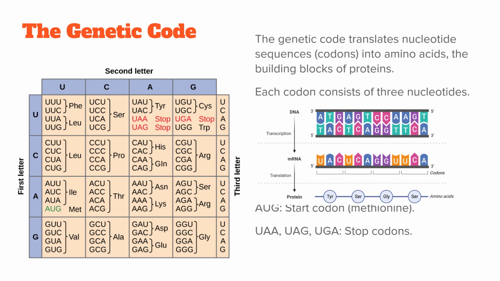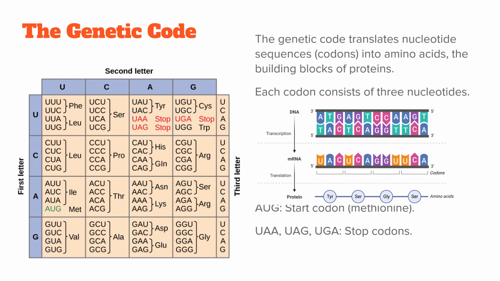The genetic code is the cell's dictionary, mapping codons to amino acids. Codons are three-letter words in mRNA. The key features are that the code is redundant. Most amino acids have multiple codons, but not ambiguous. Each codon specifies only one amino acid.